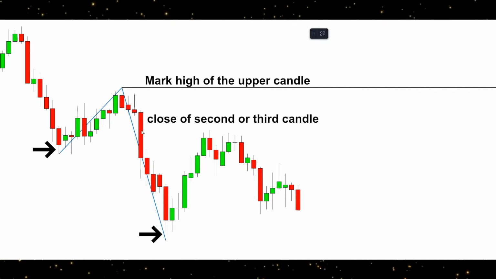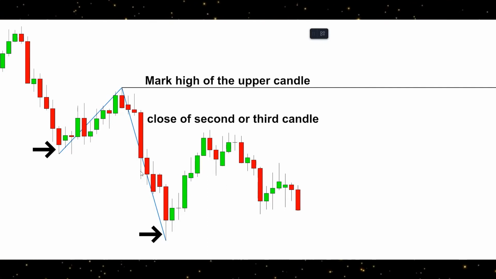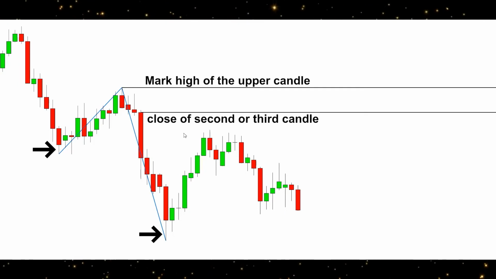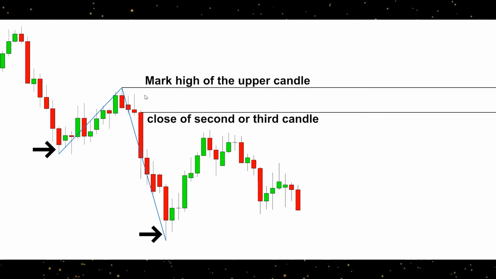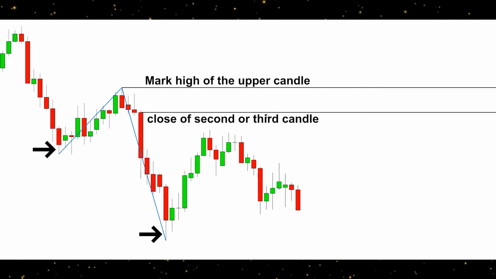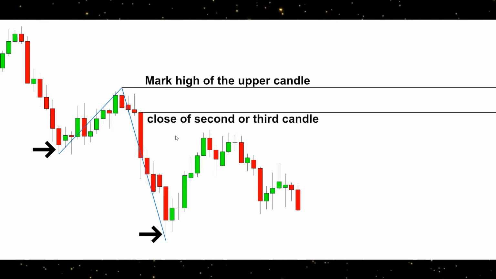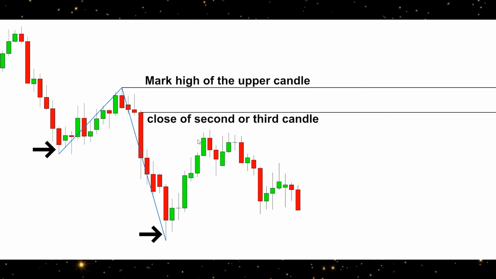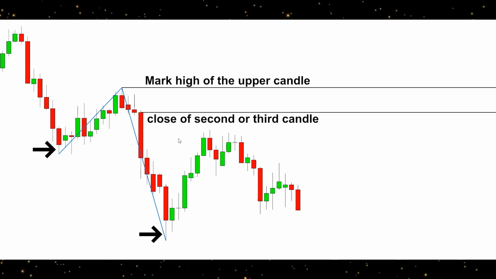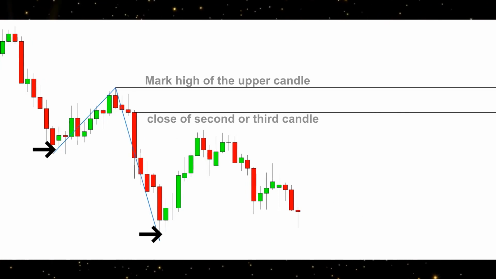So now I'll put one horizontal line, and that area will be created as a resistance area. Now I have formed a resistance area, that is the supply zone. Now I have to keep patience and wait for the price to come to my area. Sometimes people get confused: there are two or three highs, should I wait or not? No, you are supposed to wait, because the market gives money only to patient people. So now I just have to wait for the price to reach the resistance area.